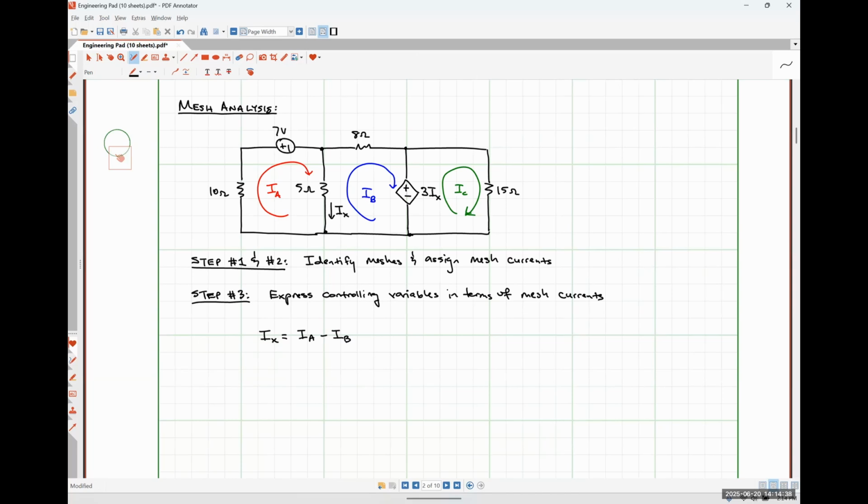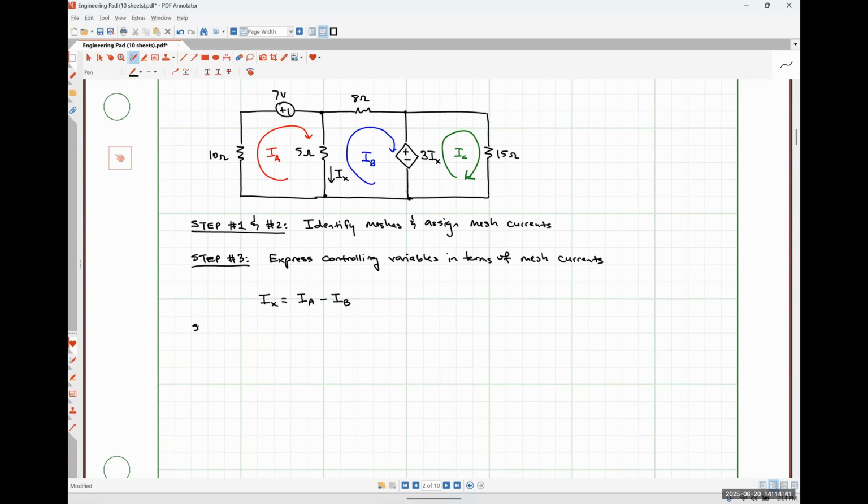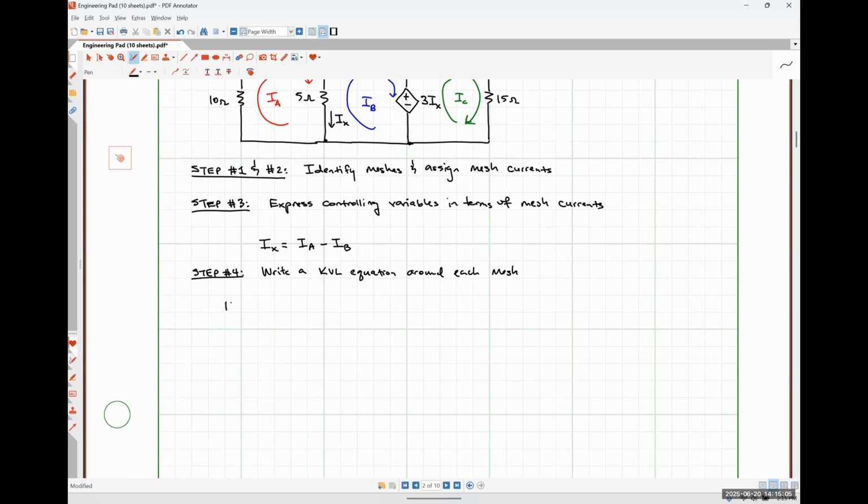All right. So step number 4 here is just going to be to write a KVL equation around each mesh. So we would start with mesh A, so I'll have KVL at mesh A, and I'm going to write these KVL equations exactly like I did on, I guess it was the 3rd day of class.